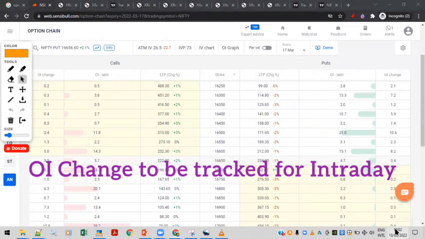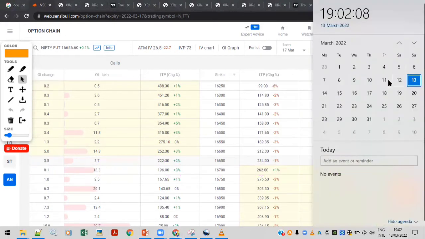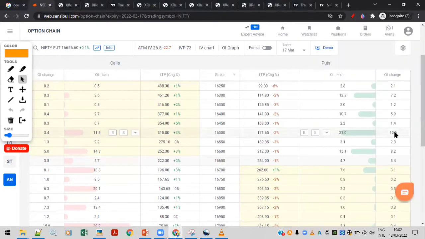On the last trading session, which was on 11th March, the new change in the open interest was 10.6 lakh. Earlier it was somewhere around 10 lakh, so another 10 lakh were added on this particular day. So this is how you read the option chain, and this is how you do the option chain analysis.